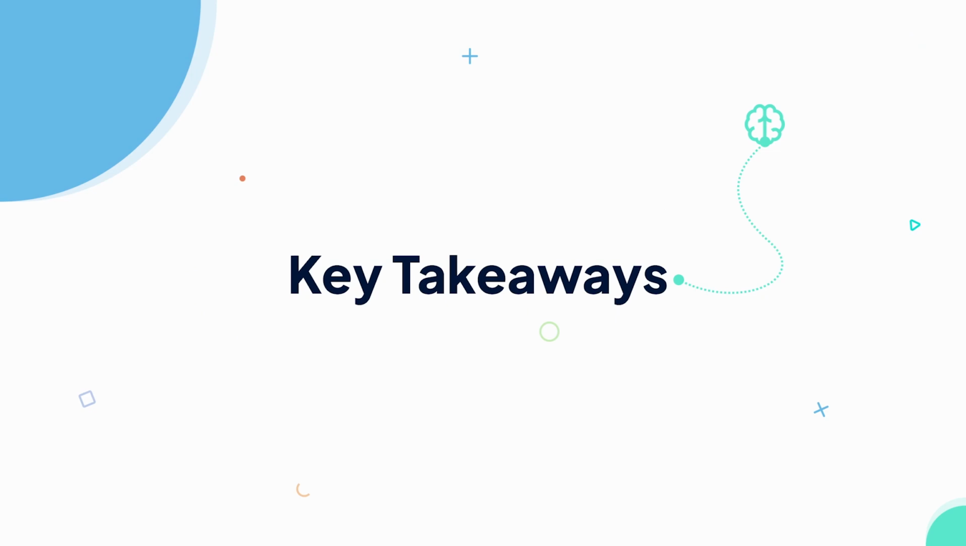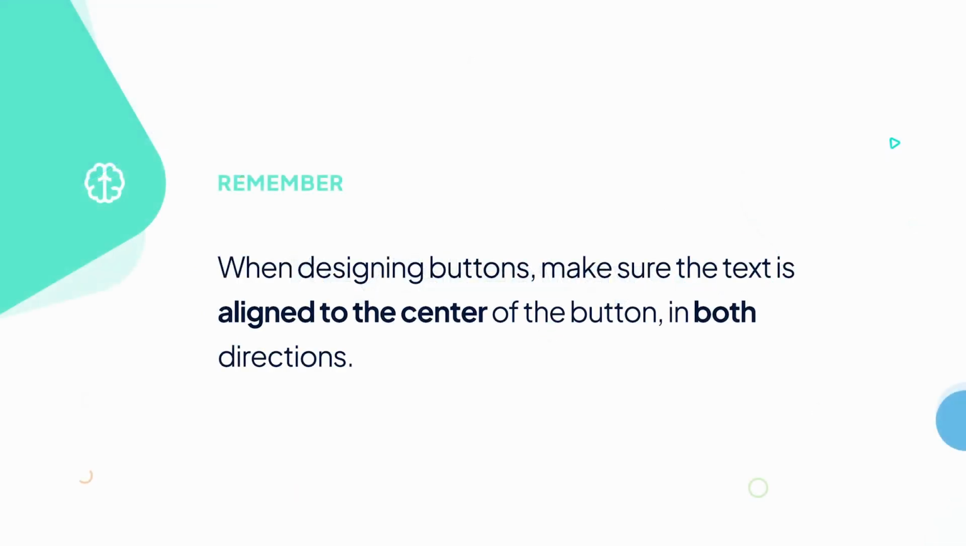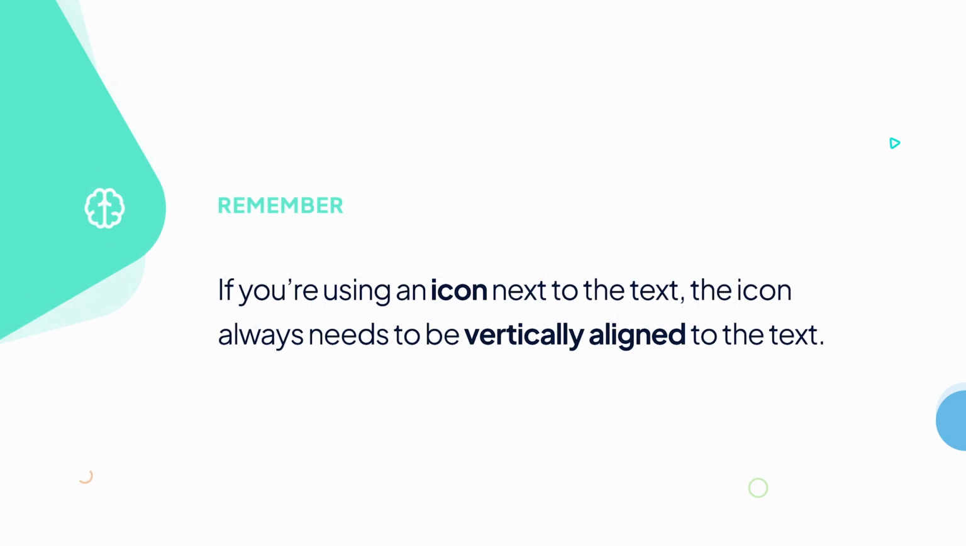Now, some key takeaways. When designing buttons, make sure the text is aligned to the center of the button in both directions. If you're using an icon next to the text, the icon always needs to be vertically aligned to the text. And that's it for alignment. Now, the final thing on our checklist is about variants. So let's talk about those next.